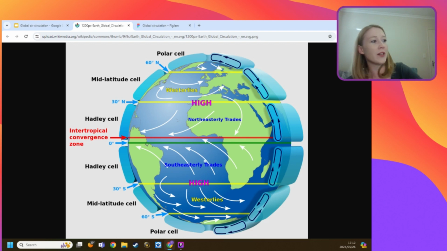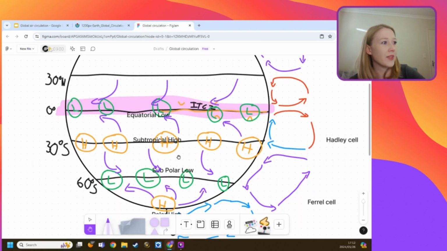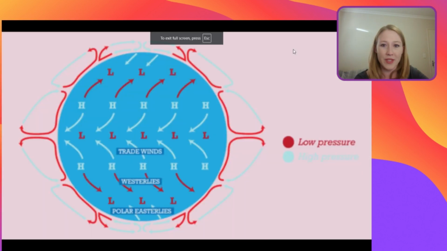And then the ones blowing towards the south from the high over here, those are our westerlies. There's the westerlies. And the ones blowing away from the high pressure at the poles, those are polar easterlies. Okay, I think I've covered all the winds. So let's check if I'm missing anything.